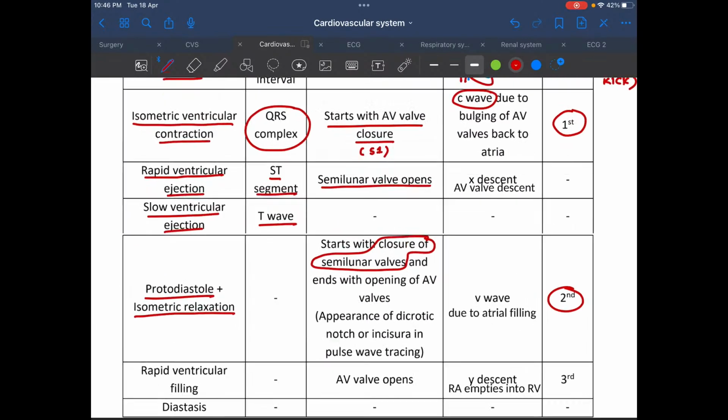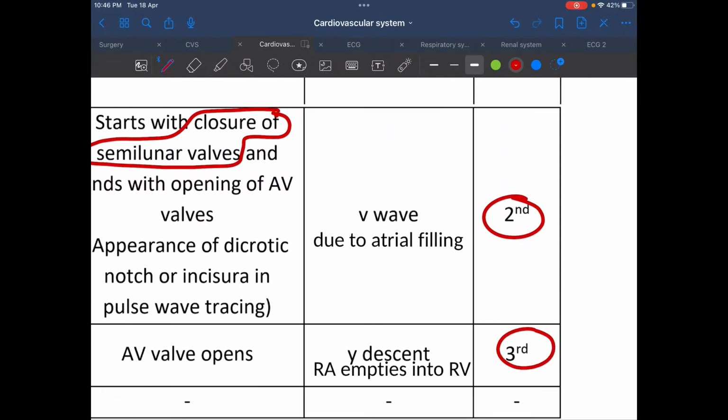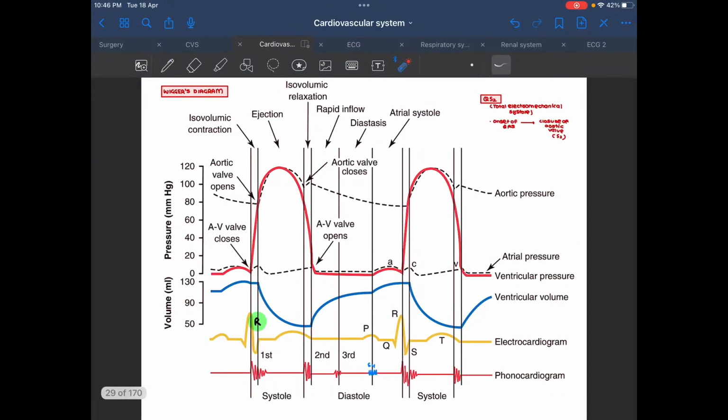ठीक है, and just remember, rapid filling phase of the ventricle में we are going to see S3. ठीक है, AV valve will open and we are going to see S3. And the last one, slow filling phase में we don't have any characteristic thing. All right, so this is important again. So this is what I was telling you about.